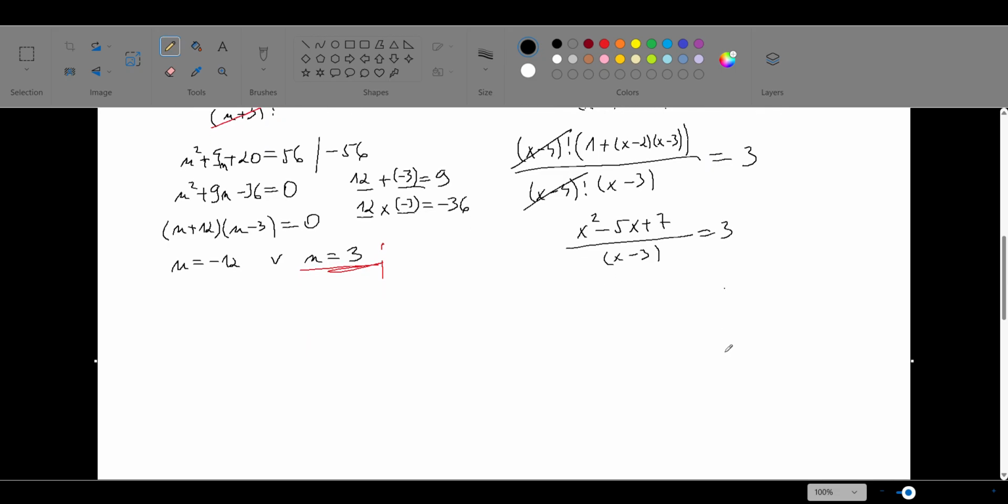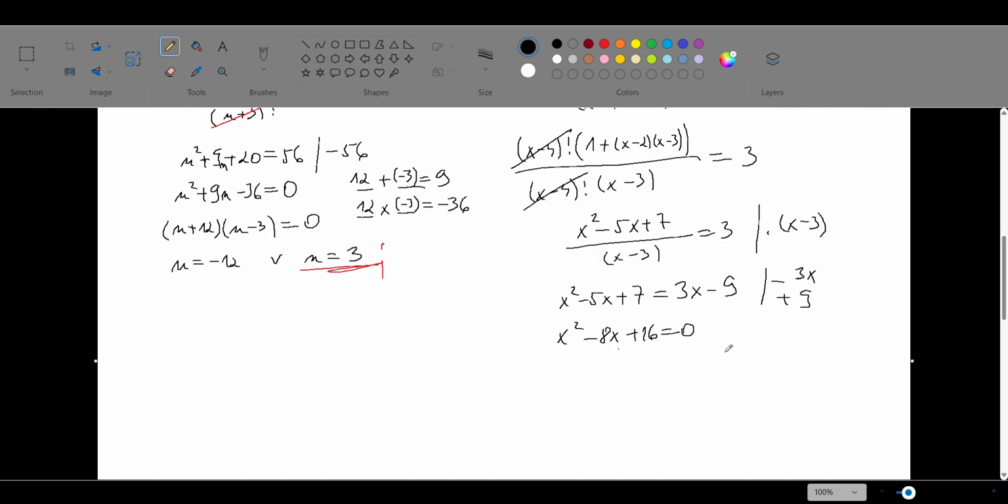So now you can multiply our equation by x minus 3, which means x squared take away 5x plus 7 is equal to 3x take away 9, which then is like take away 3x plus 9, which means x squared take away 8 times x plus 16 is equal to 0.